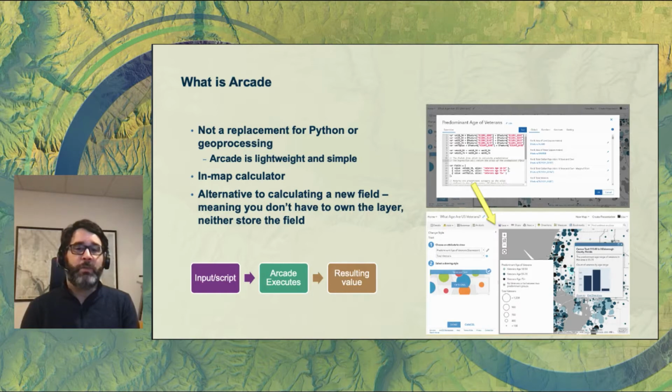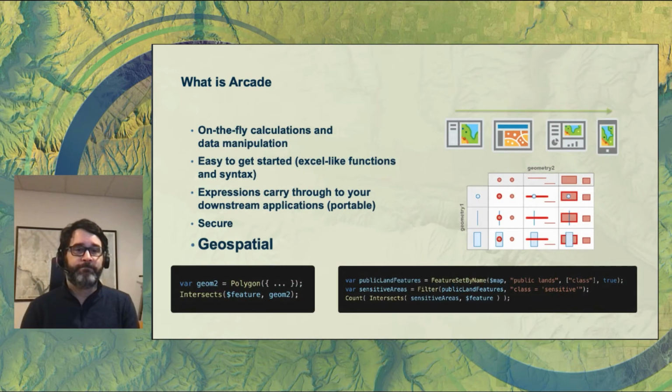Calculated fields from Arcade can be used in labeling, visualization, and more. The syntax for writing Arcade expressions is very similar to writing a formula in Excel. Expressions can also be carried throughout other ArcGIS applications. For example, if you write an Arcade expression to calculate a new field and save that in a web map, that calculated field can be used in other applications as well.